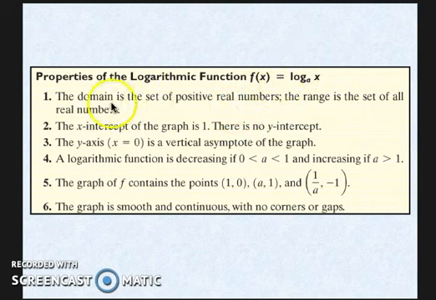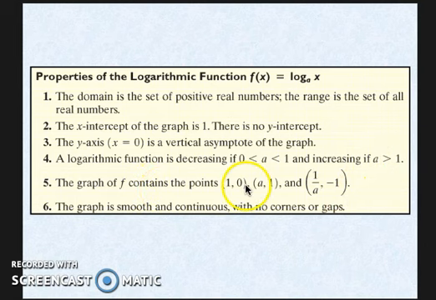Domain of log functions is the set of all positive real numbers. Range is the set of all real numbers. X-intercept is (1, 0). There is no y-intercept. Y-axis, that is x equals 0, is the vertical asymptote, no horizontal asymptote. Log function is decreasing when the base a is between 0 and 1, and it's increasing if a is greater than 1.